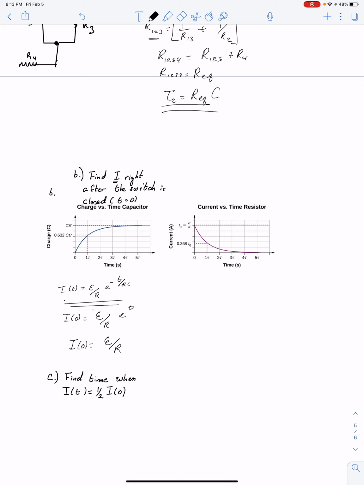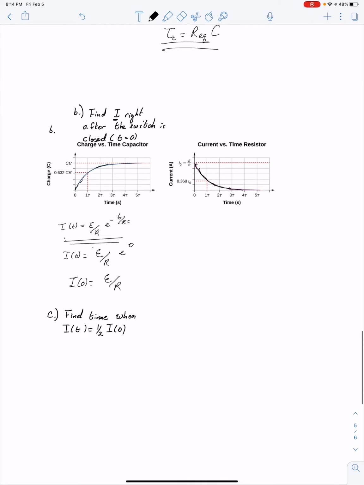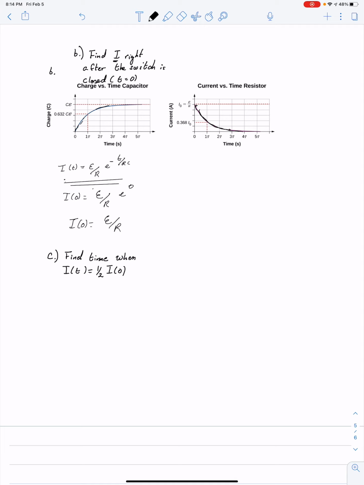Okay? And I have these graphs here just to show that as the capacitor is charging, even though we start at time 0 with the initial current, it rapidly starts decreasing and then slows down as it continues going down to 0. And finally, the last part, and we're almost done.